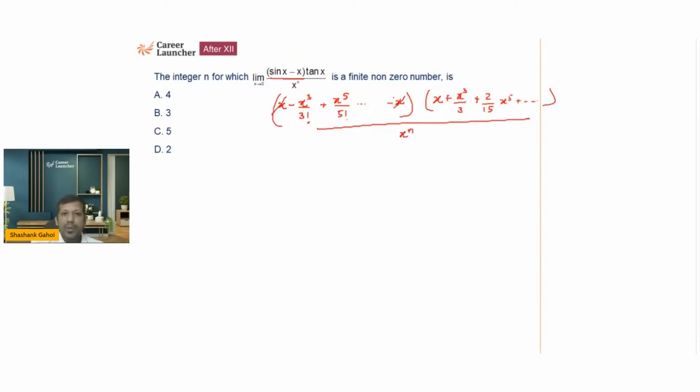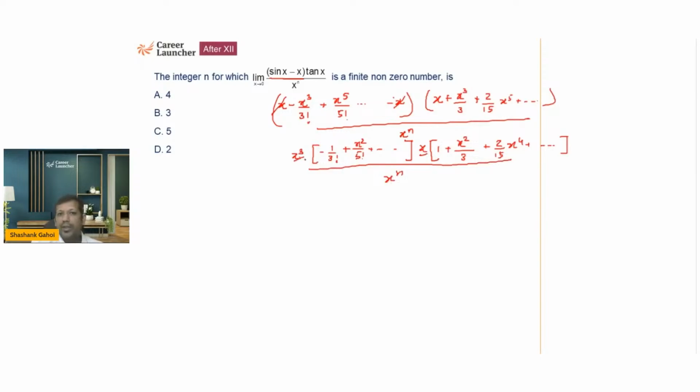Now in the first part, I can take x power 3 common. So I'm going to get minus 1 upon 3 factorial plus x square upon 5 factorial and so on. And from the second part, I can take x common and I'm going to get 1 plus x square by 3 plus 2 upon 15 x power 4 and so on. So now x power 3, x power 4.